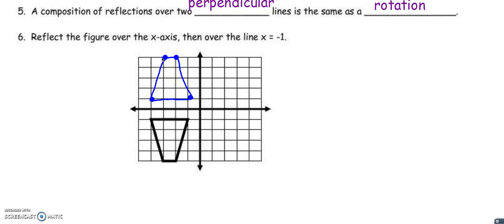Now you are going to reflect over the line x equal -1. x equal -1 is this line right here. It's not a big deal about changing colors the way I'm doing. I'm just doing it so that you can tell where my first picture was, where my last one was.